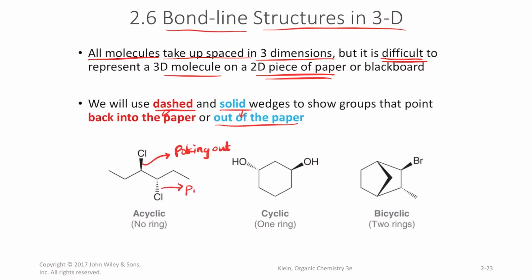The dash represents that it is piercing in, right? So it means that this is in the back, and poking out represents that this is in the front. So everywhere, whenever you see a wedge and a dash, the wedge represents that it's poking out in the front, and the dashed line represents that it's piercing in the back. So dashed lines are the way we represent 3-dimensional structures on a 2-dimensional piece of paper.